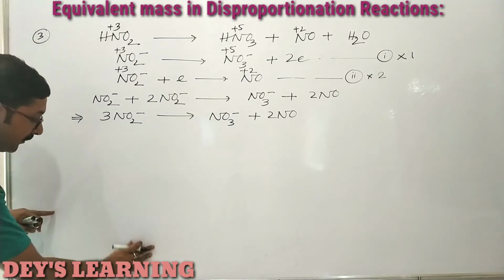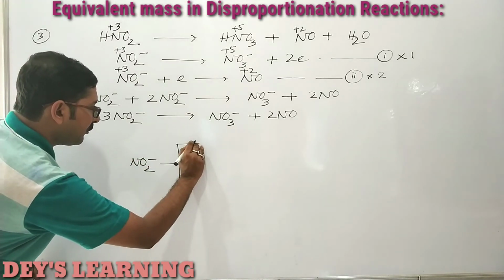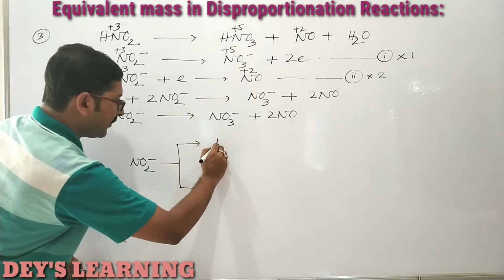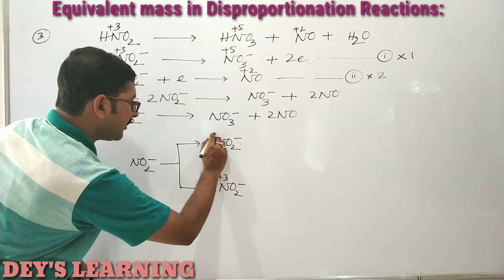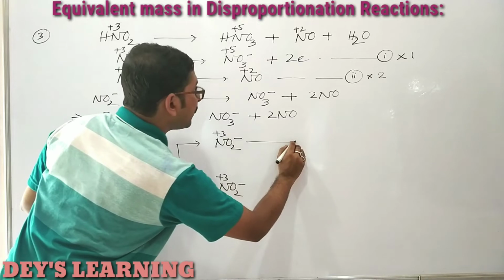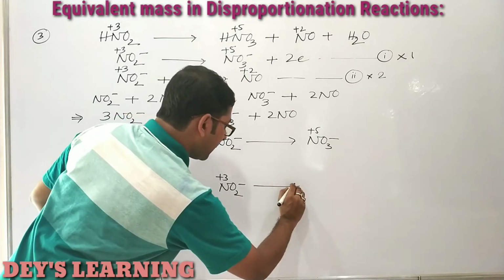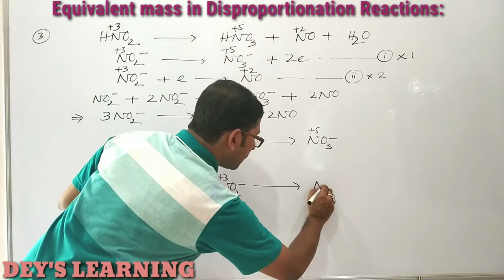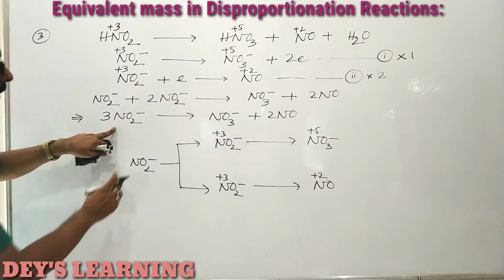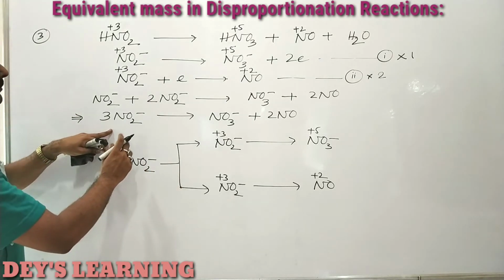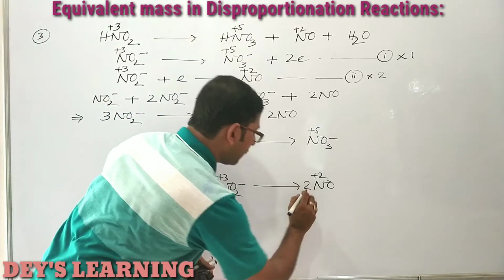Now we have to calculate the equivalent weight of NO2 minus in this reaction. We can consider that there are 2 types of NO2 minus: NO2 minus here and NO2 minus here. The oxidation number is +3 here and +3 here. This NO2 minus is oxidized to NO3 minus, where the oxidation number is +5. And this NO2 minus is reduced to NO, where the oxidation number of nitrogen is +2. So there are 2 NO2 minus involved in the reduction process to produce 2 NO.